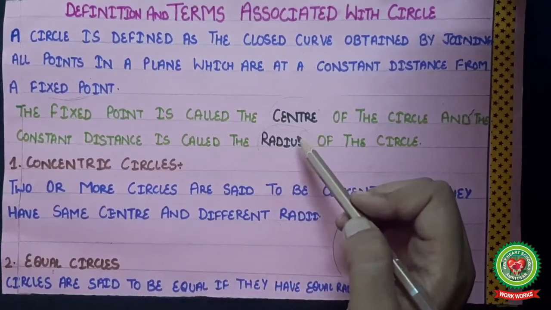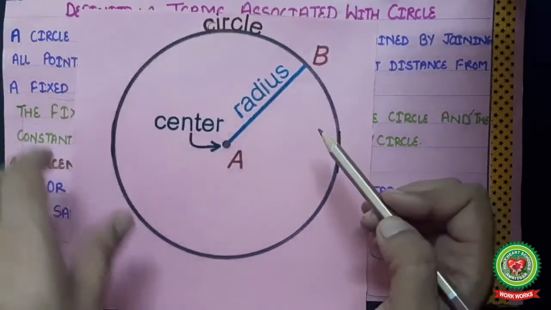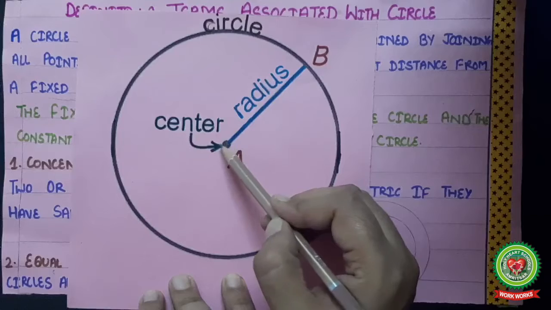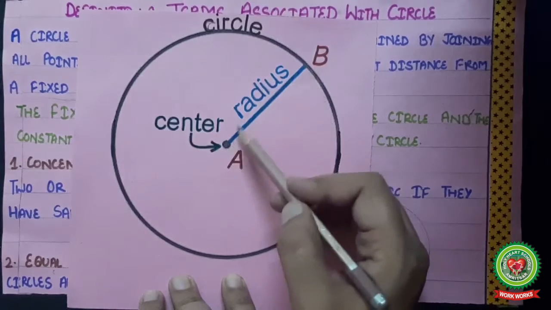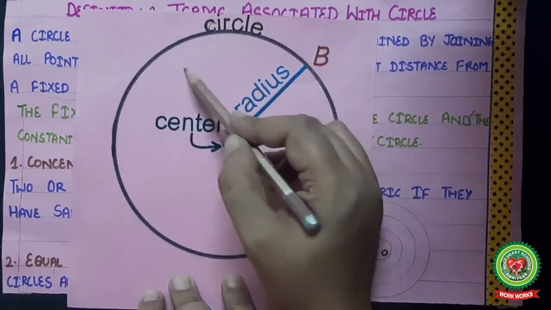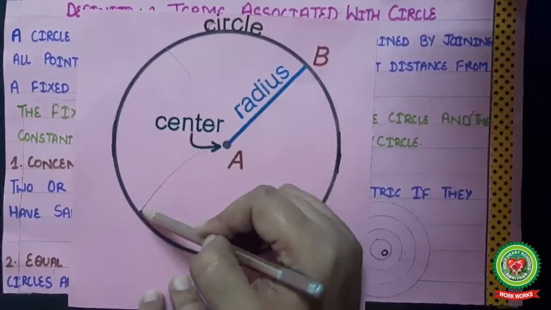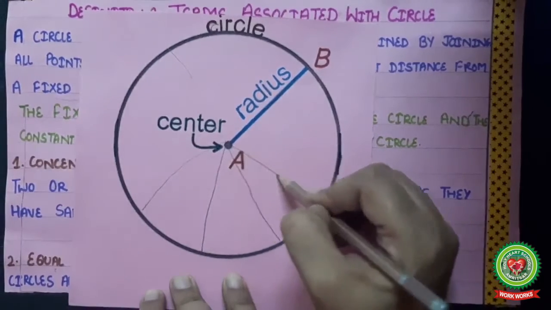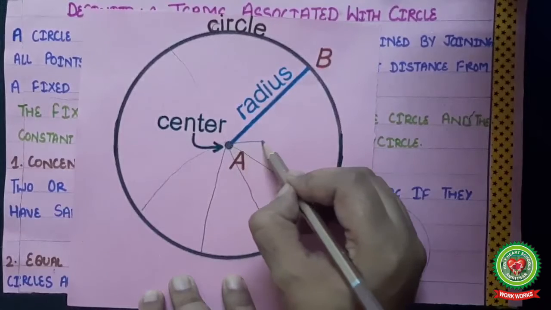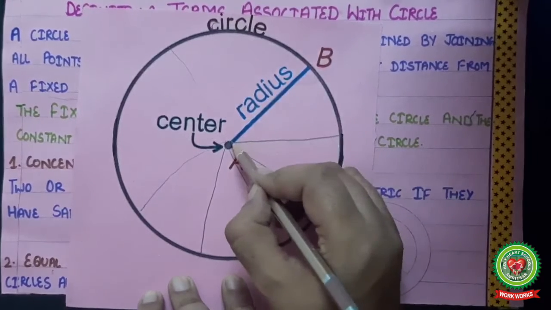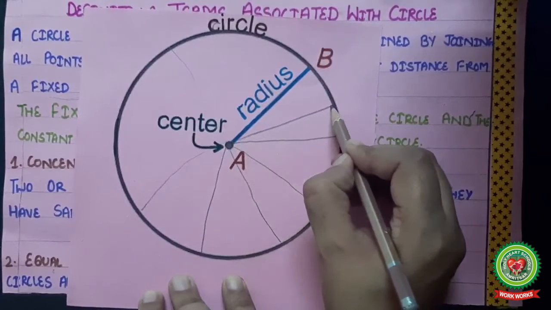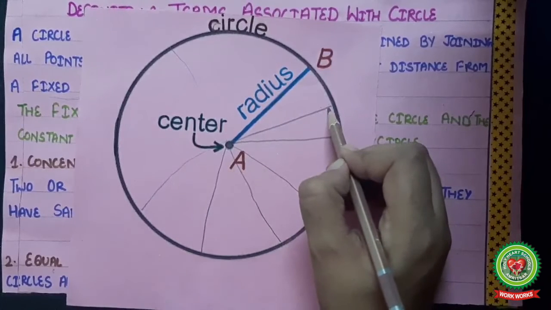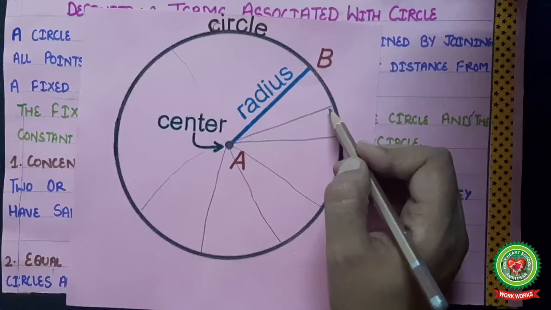See this figure here, I have drawn a circle. This fixed point which I have told you just now is the center, and this constant distance always remains the same throughout the construction of the circle. We can draw an infinite number of radii. Singular is known as radius and plural is known as radii. So this distance will remain the same. So this is the definition of the circle.